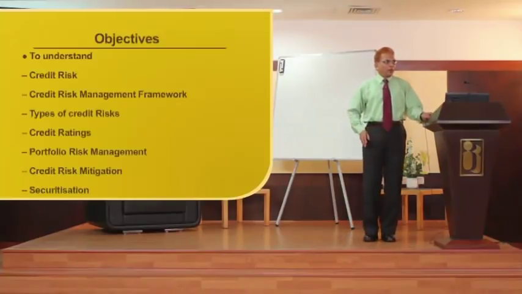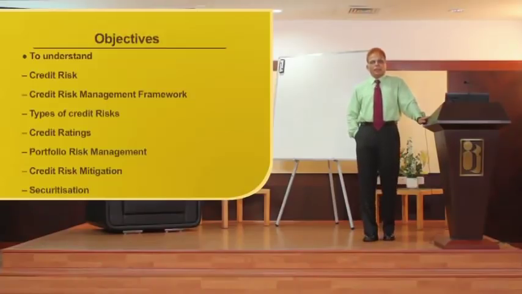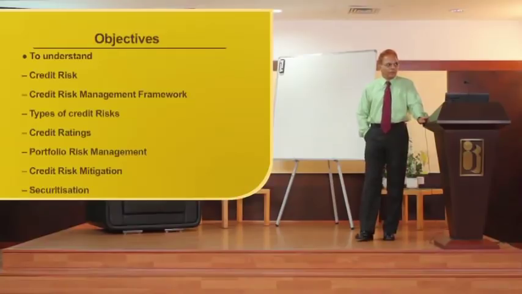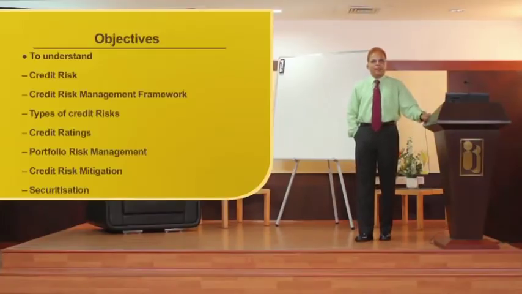So basically we will talk about credit risk, then the credit risk management framework, types of credit risk the banks face, credit rating, which is an important measurement of credit risk of a corporate, and then what the credit risk mitigants are, and we also briefly discuss securitization and credit derivatives.